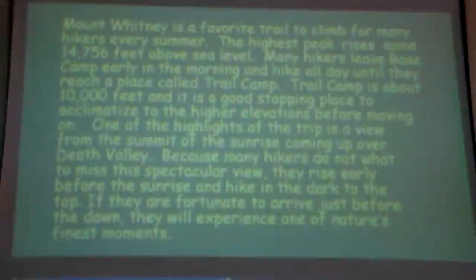One of the highlights of the trip is a view from the summit of the sunrise coming up over Death Valley. Because many hikers do not want to miss this spectacular view, they rise early before the sunrise and hike in the dark to the top. If they are fortunate to arrive just before the dawn, they will experience one of nature's finest moments. Were you able to identify the words that showed time? Let's go back and take another look at our paragraph again.